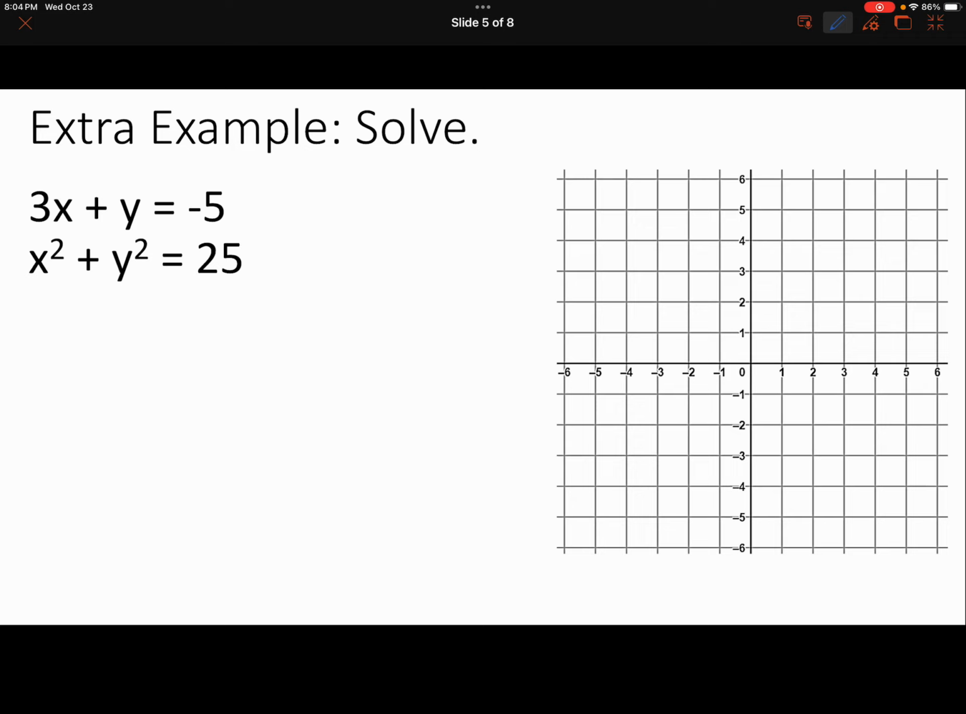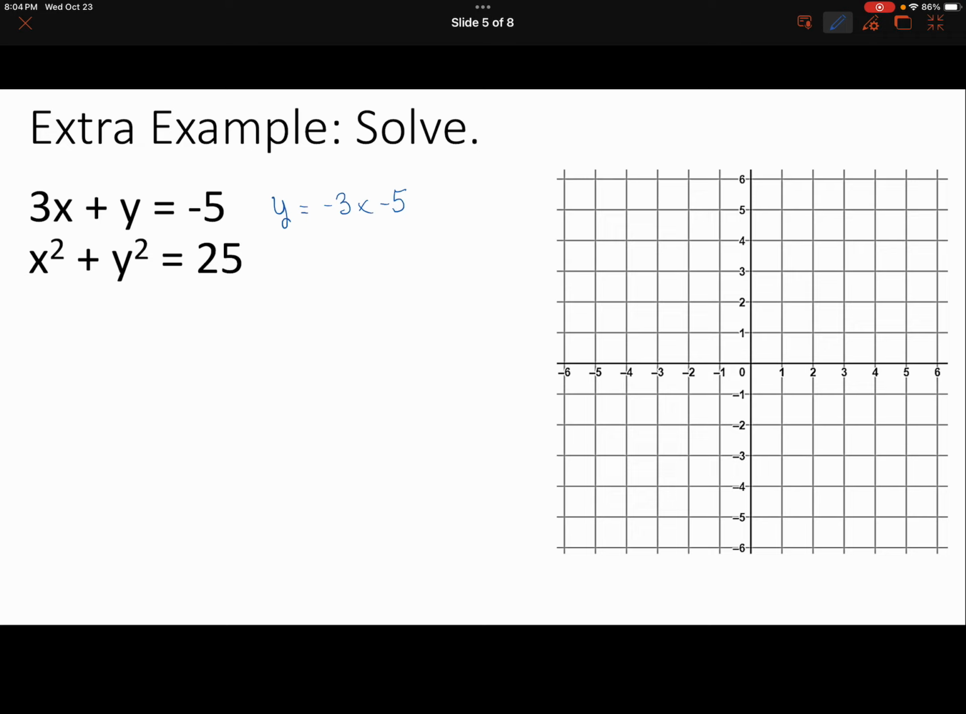Extra example, what if we were asked to solve a linear equation once again? Y equals negative 3x minus 5 if I subtract 3x from both sides, and an x squared plus y squared equals 25. X squared plus y squared equals 25 is not quadratic because both terms are squared. It's a circle. So we're going to intersect a circle with a line.